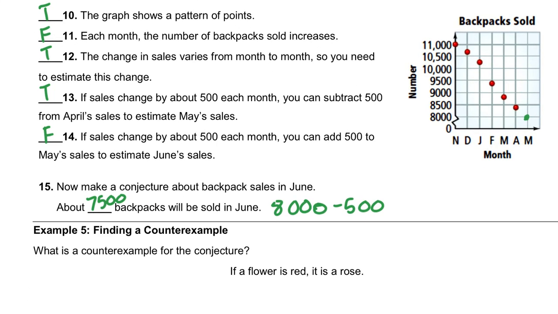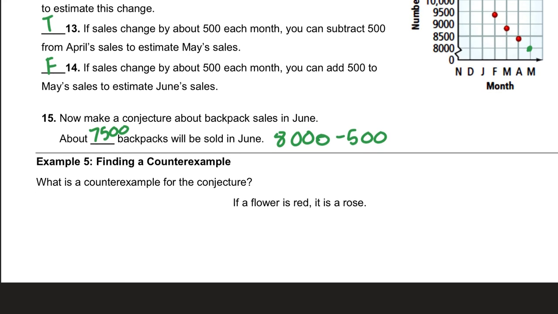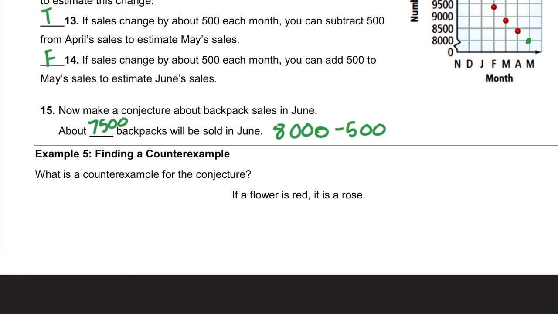So the last example is finding something called a counterexample. And a counterexample is simply an example that disproves a statement or a conjecture. So we read this conjecture or statement: if a flower is red, then it's a rose. We know that's not true, that all flowers that are red have to be roses. So a counterexample would be a flower that is red but is not a rose.